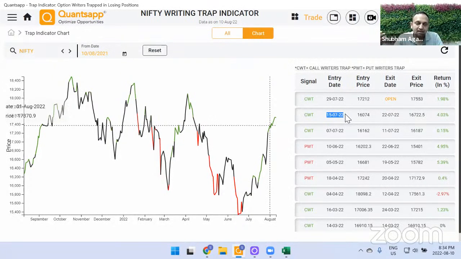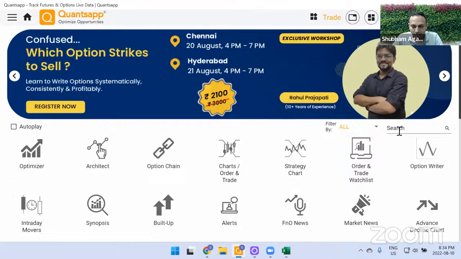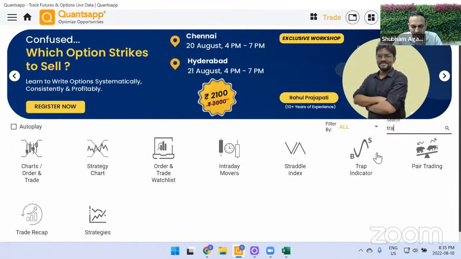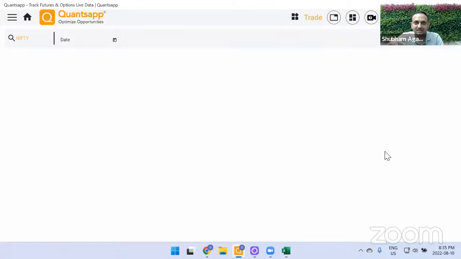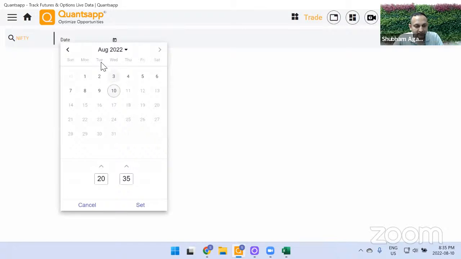So when will I take the trade? I'll take the trade obviously on the next day morning. So we can try this trade out and see how in real life we will be able to take this trade. I'll go to trade recap, where I can live this trade of how it behaved in the past. I'll select the date, which is July. I'm going into the past and making that exact signal trade. We can see how it had behaved.